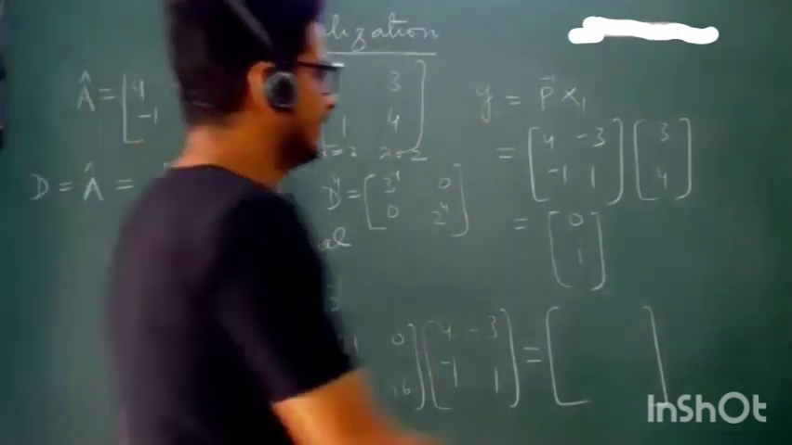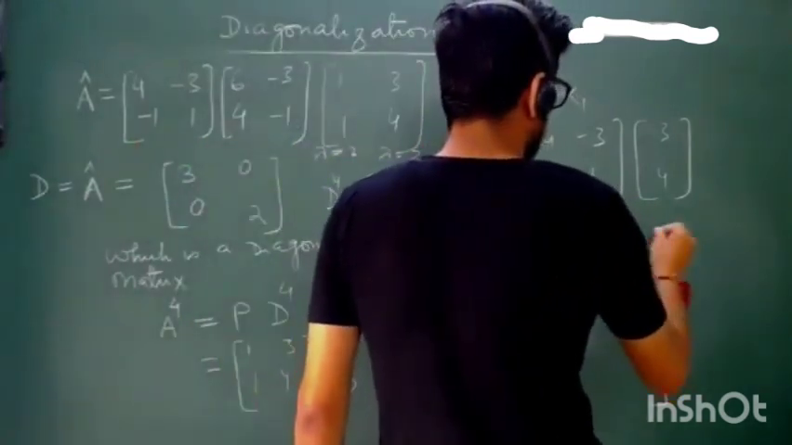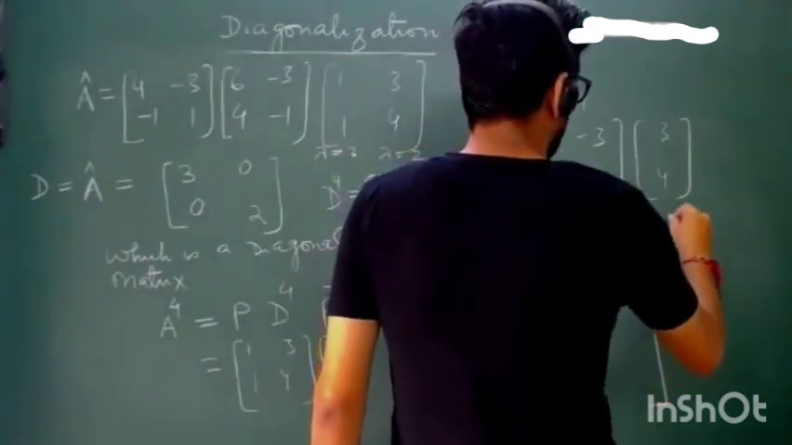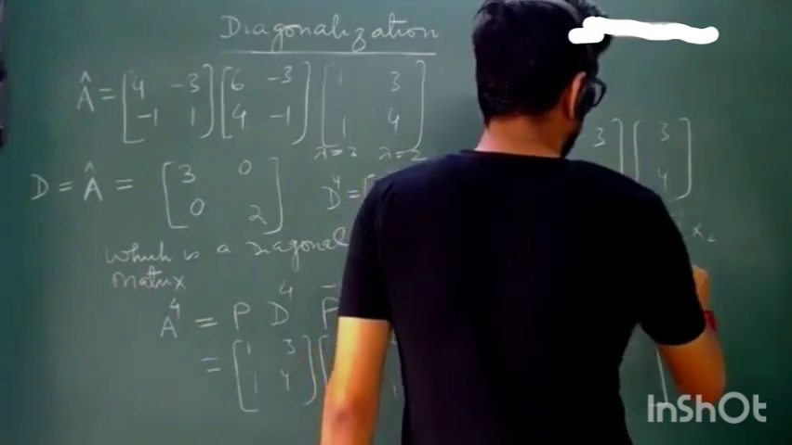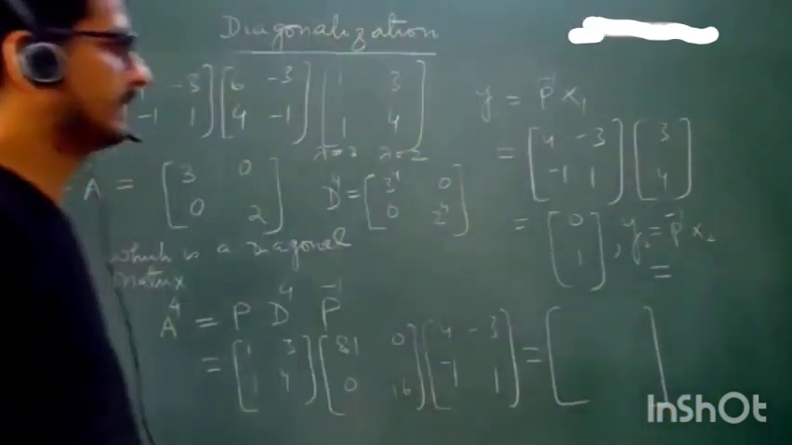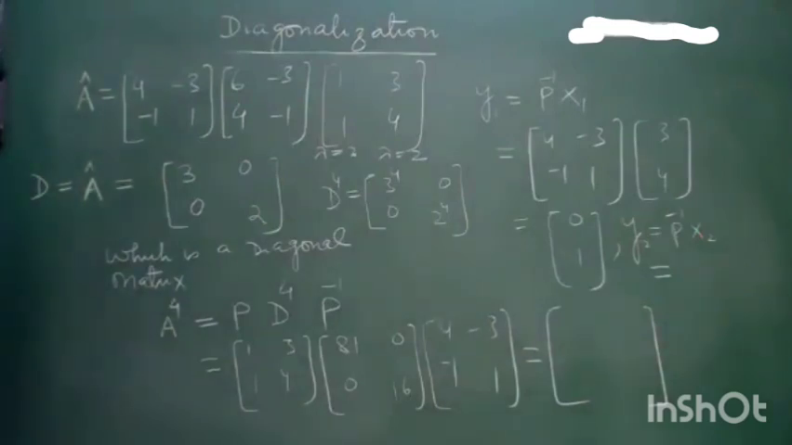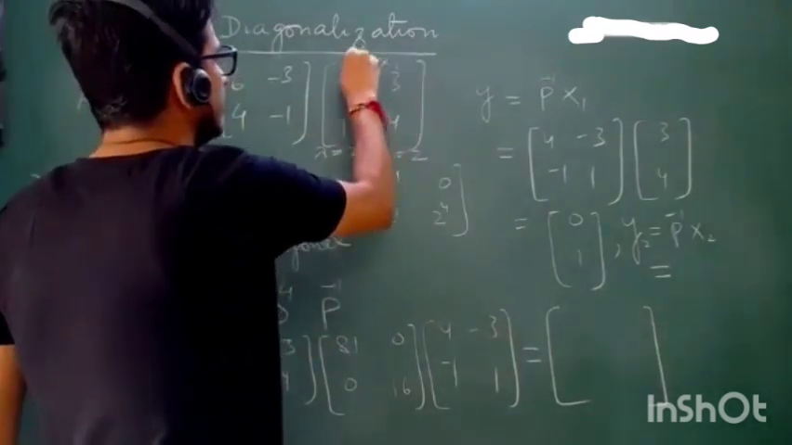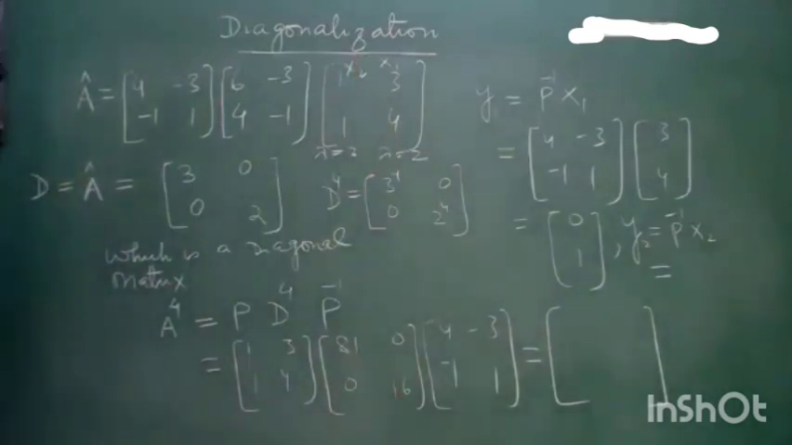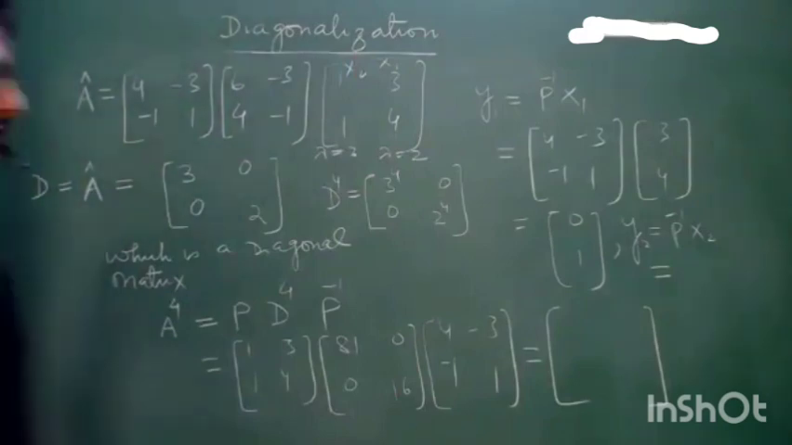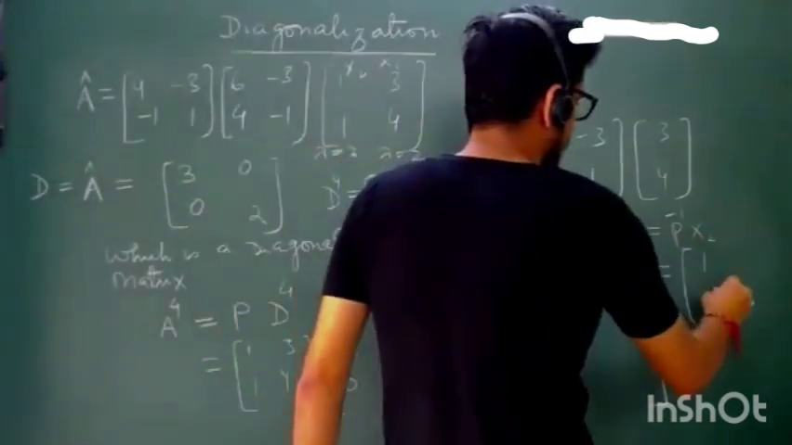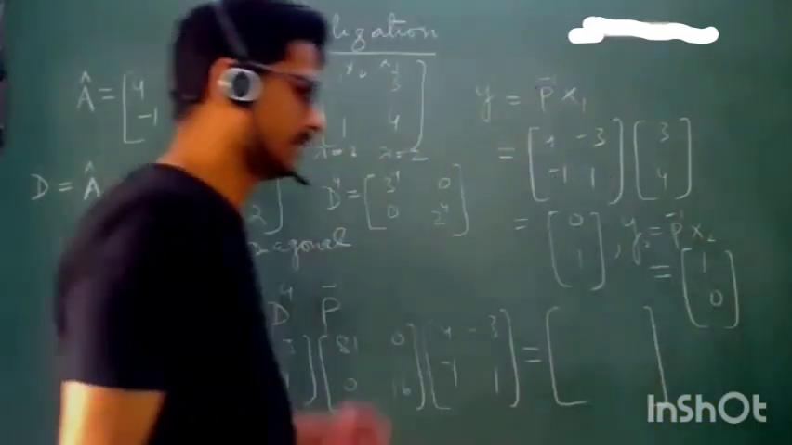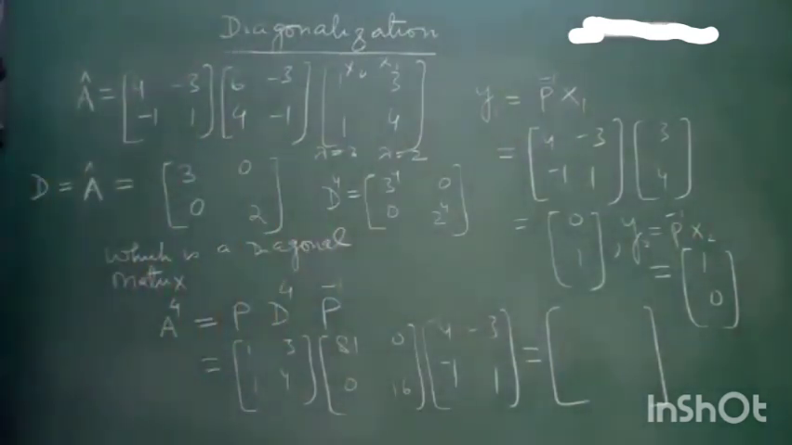And similarly y2 can be calculated as P inverse x2. And what is the value of x2? 1, 1. So suppose this is x1 and this is x2. I am doing it like this. So this value will amount to 1, 0. So you will get two linearly independent vectors of A cap also. So this is the complete story.